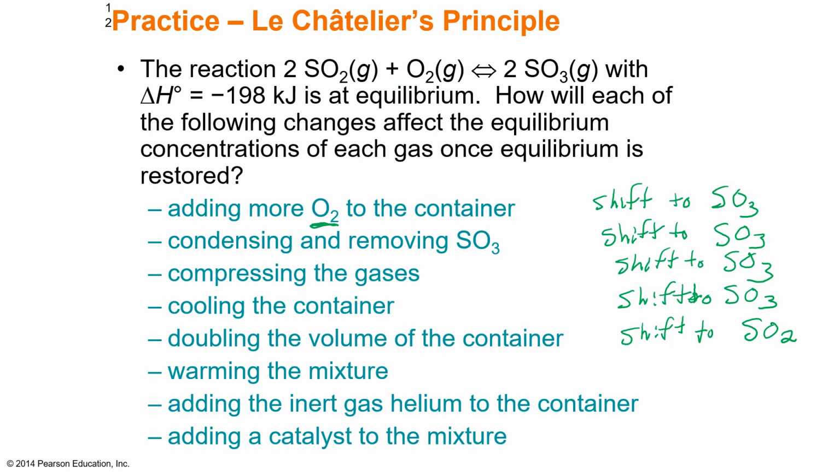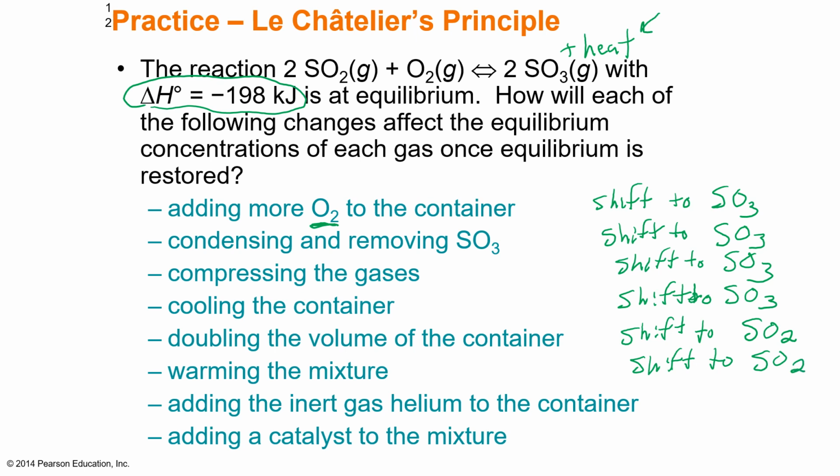What if we warm our container mixture? Again, we're looking at our enthalpy. We're thinking about heat as a product. And so by warming it up, we're essentially adding product in, which means we're going to shift to the reactant side, the SO2.